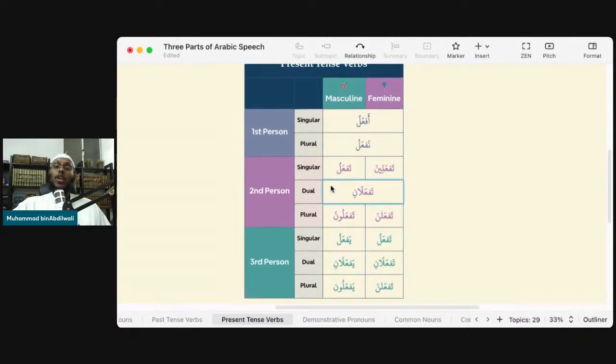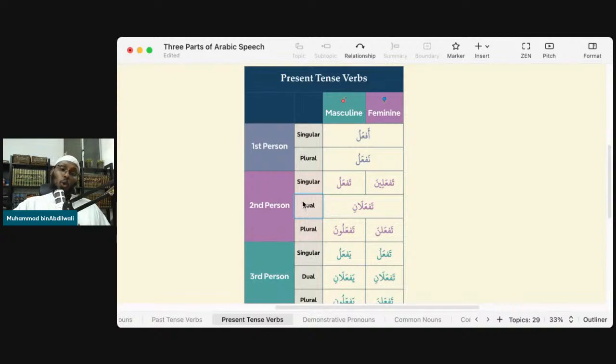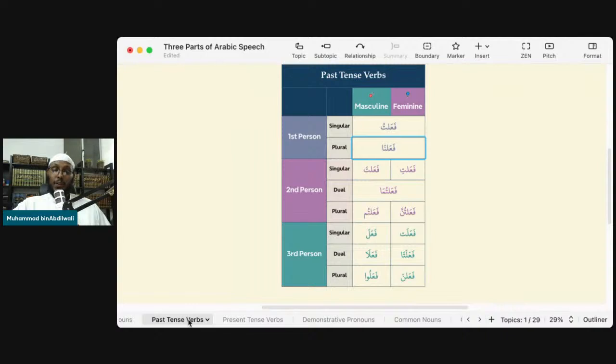Of course, I'm also going to give you another table, inshallah, that combines all of them together. But this table here is for you to learn each separately, or at least to visualize everything separately.